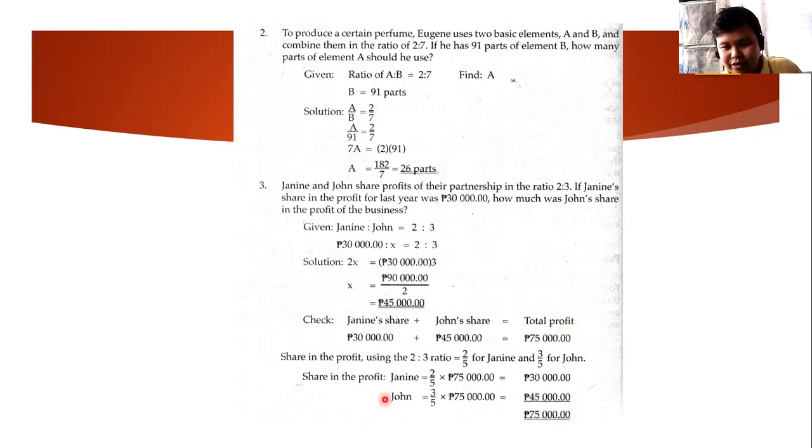Sharing the profit using the ratio, John is 2 over 5 and Janine is 3 over 5. So 30 and 45 equals 75,000.